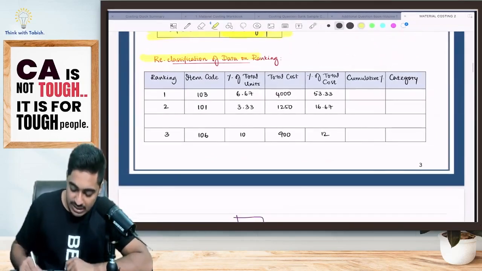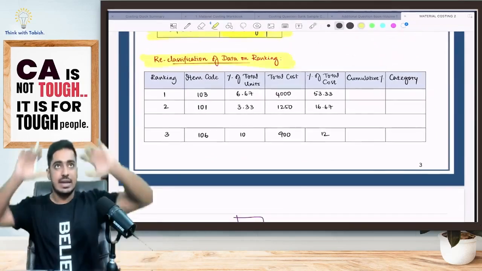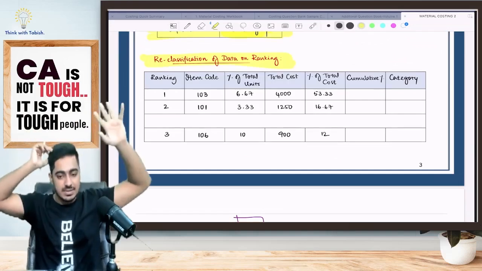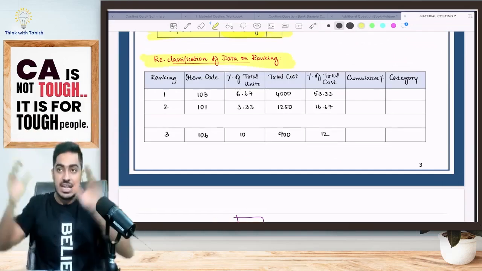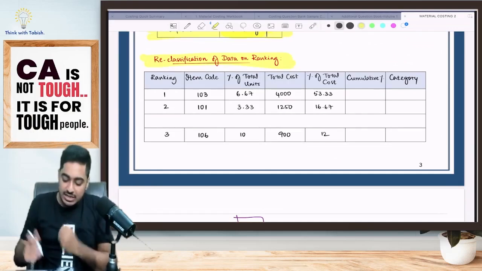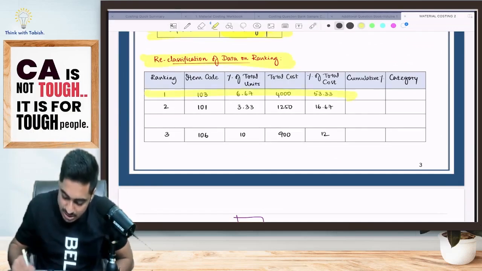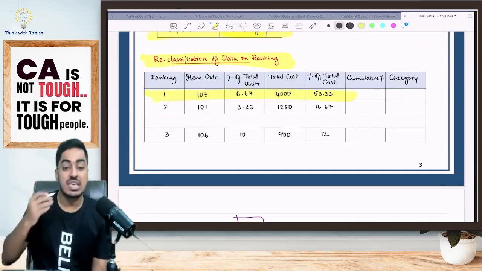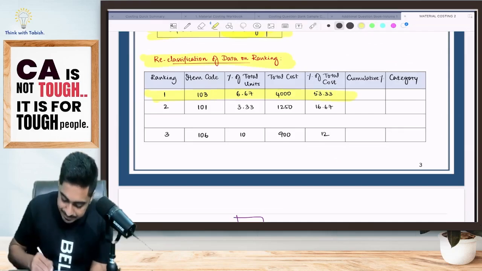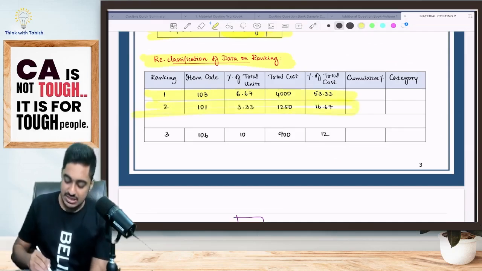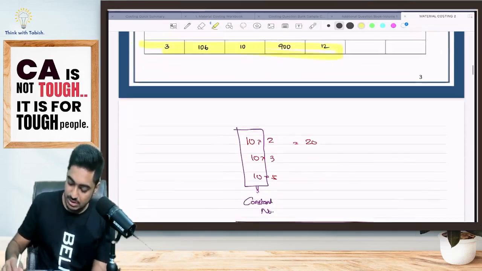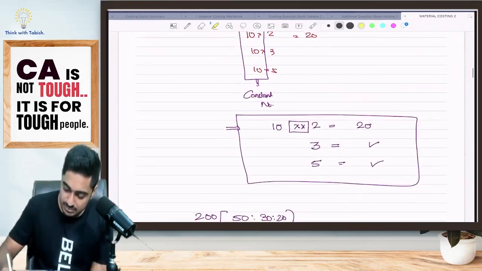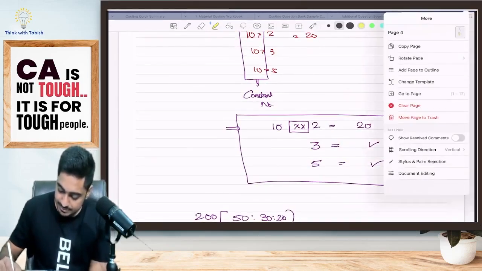So what we will do is, we will have to reclassify the data. Data is given, that is mixed. Imagine I'm having 6 items. In that, which is the most valuable first ranked item, that I will write first. I have written the data. Which is the second ranked item, that I will write second. Which is the third ranked item, that I will write third. Fourth ranked item, I will write. Let me delete it.